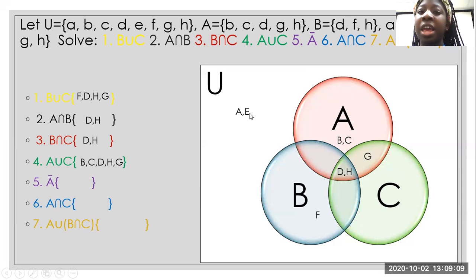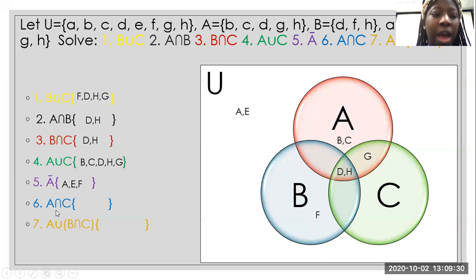So B, C, D, H, and G cannot go into the answer. But we see A and E have nothing to do with A or B or C. So A and E will go into the answer, but we also see how F is not intersected with A. So F will also go into the problem. So our answer will be A, E, and F.